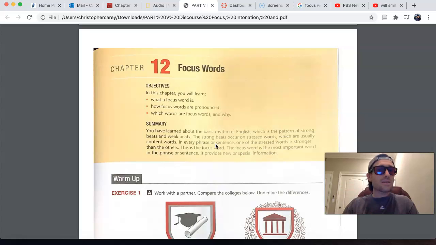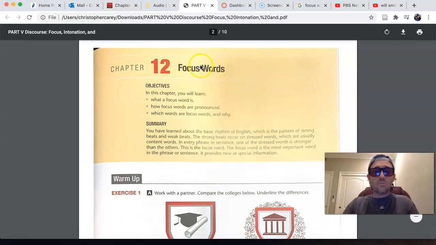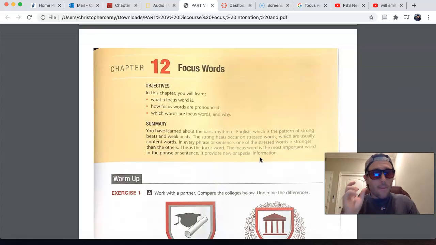And really one of the last things that we're going to look at with regard to rhythm are these focus words. And it's really one of the most important concepts because it focuses on that main word, that one word in the sentence that's most important.